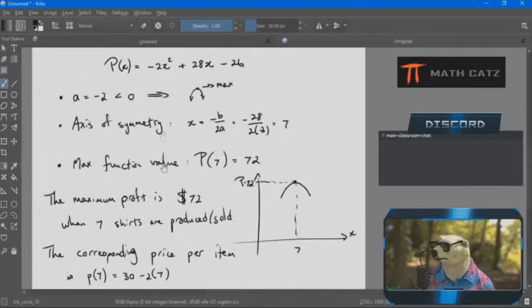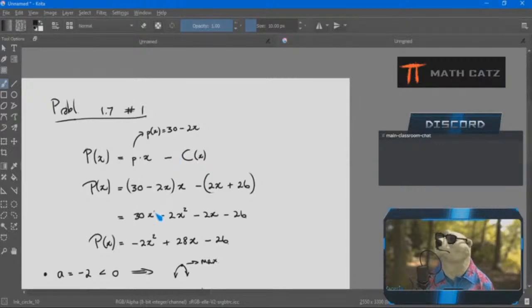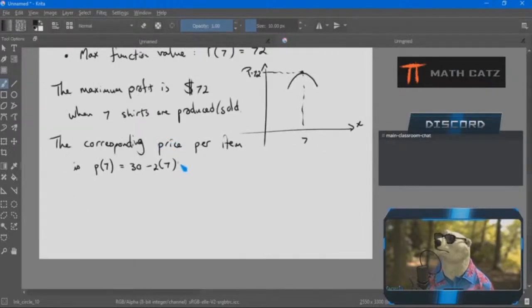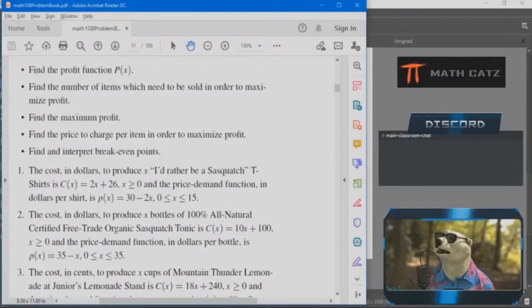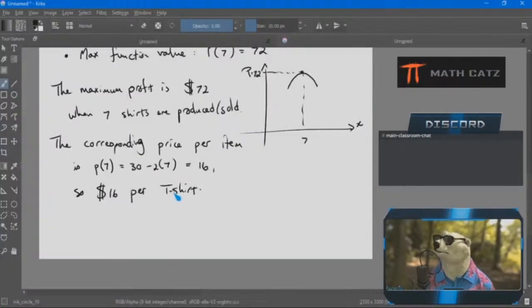Let me double check. I have a terrible memory. Now I'm sure. Okay. So that would be 16. 30 minus 14 is 16. So in other words, $16 per t-shirt, as they ask. Oh, t-shirt gets a little hyphen.